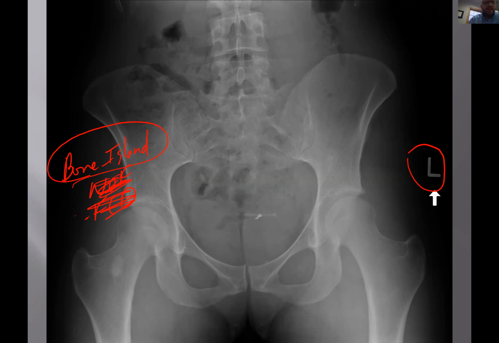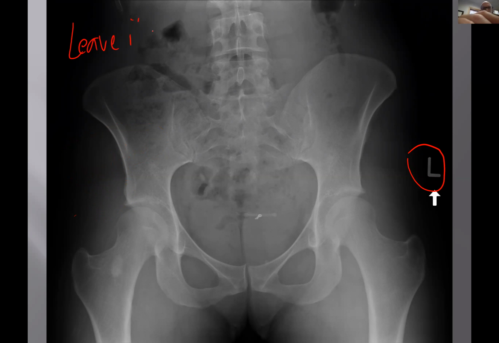And I guess why I'm reviewing this is these bone islands are what's called leave-me-alone lesions. You need to be able to be confident and say, this is non-aggressive. This is not a big deal. I'm going to leave it alone. And why is it so important to leave it alone? What do I mean by that?